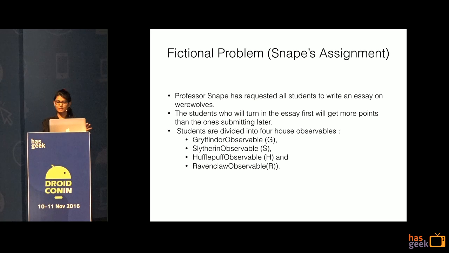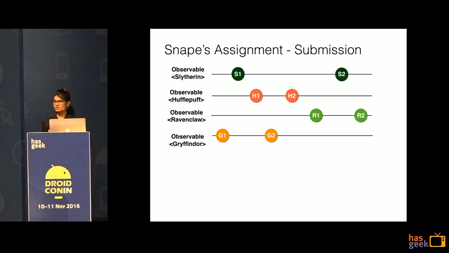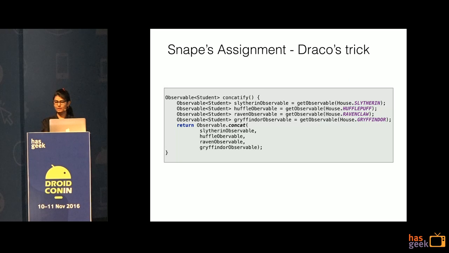So students are divided into four houses: Gryffindor, Slytherin, Hufflepuff, and Ravenclaw. This is how the assignment submission is done. As you can see, the Gryffindor person is submitting the assignment first, then Slytherin, then Hufflepuff, and so on. So there's a weird child who wants to jinx this assignment evaluator. He wants to get more points, and he wants his house to win. He's called Draco. So he's going to apply a trick over it.